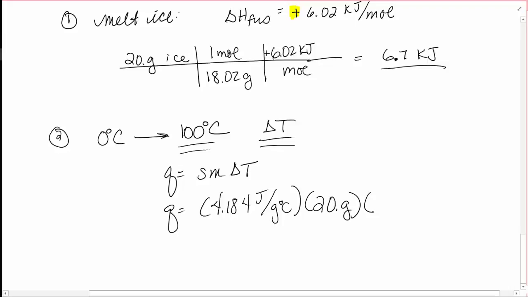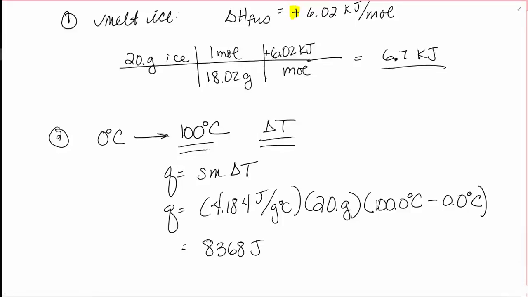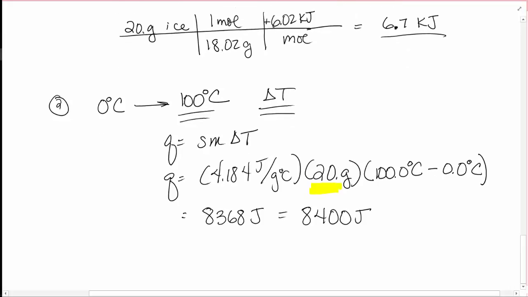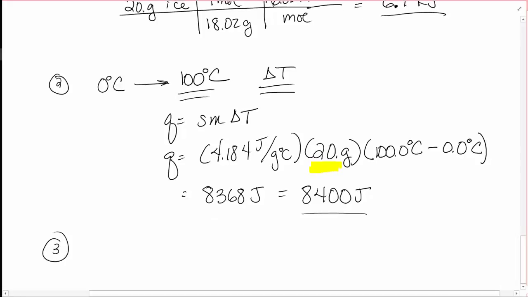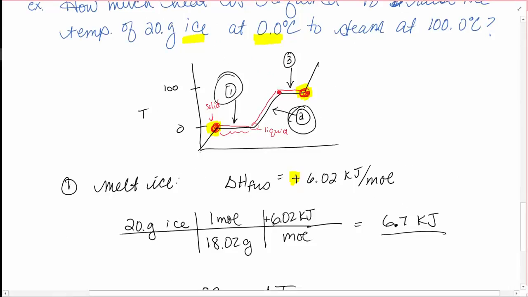Final temperature is 100. Initial temperature was 0. And when I do that, my calculator says 8,368 joules, but I'm only allowed 2 sig figs. So I'm going to make that 8,400 joules. And that's how much energy, and that's positive, it takes to heat the water. All right. That was this. Now we have one more.